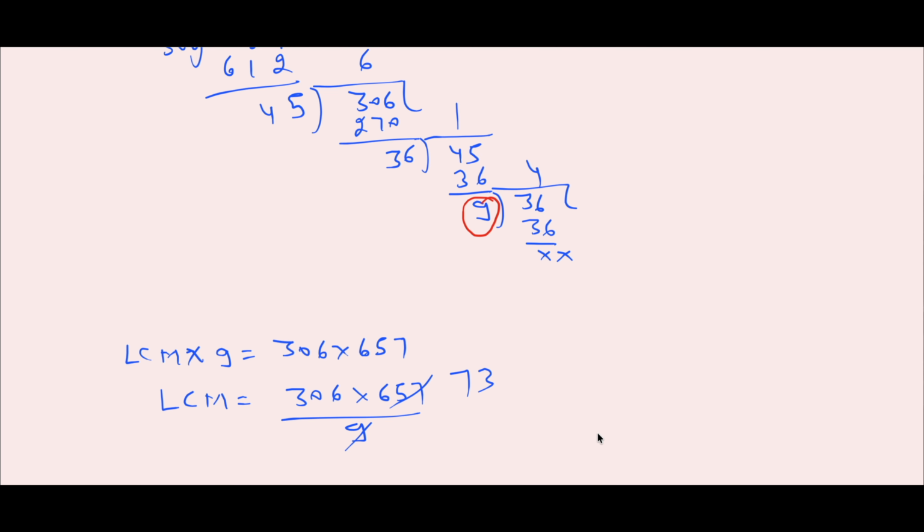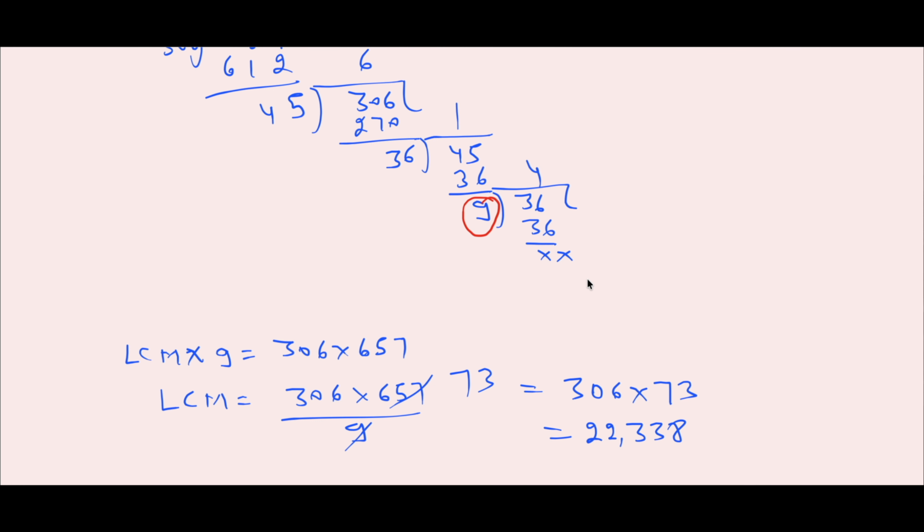So LCM will be equal to 306 times 73, which we can multiply. 306 times 73 is 22,338. So the LCM of the two given numbers 306 and 657 is 22,338. In this question, we applied the concept LCM into SCF is equal to the product of the two given numbers, and we found out the SCF of the two given numbers by using Euclid's division algorithm.